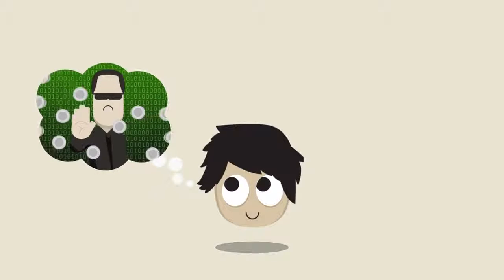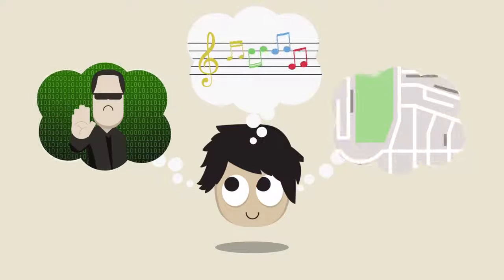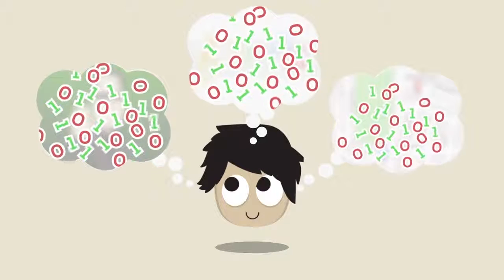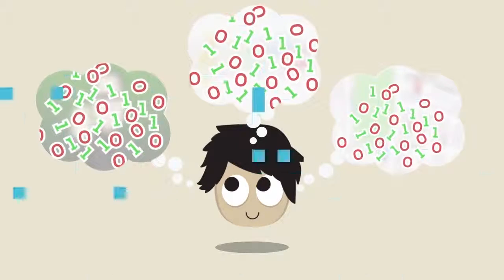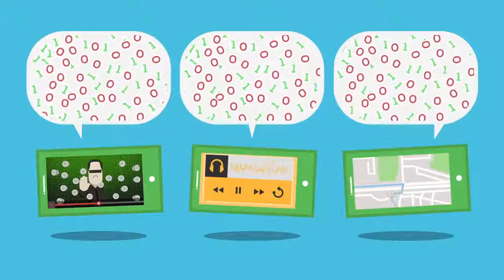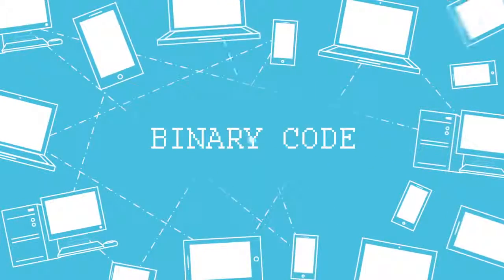Imagine trying to use words to describe every scene in a film, every note in your favorite song, or every street in your town. Now imagine trying to do it using only the numbers 1 and 0. Every time you use the internet to watch a movie, listen to music, or check directions, that's exactly what your device is doing, using the language of binary code.